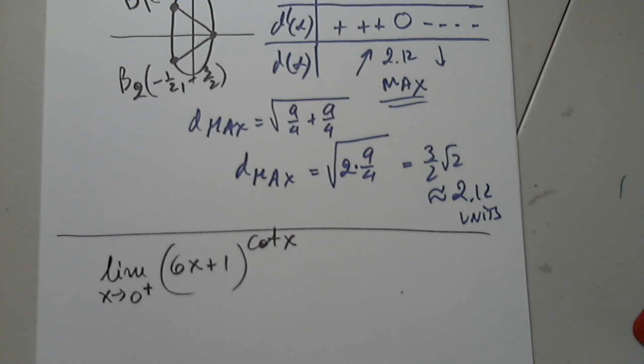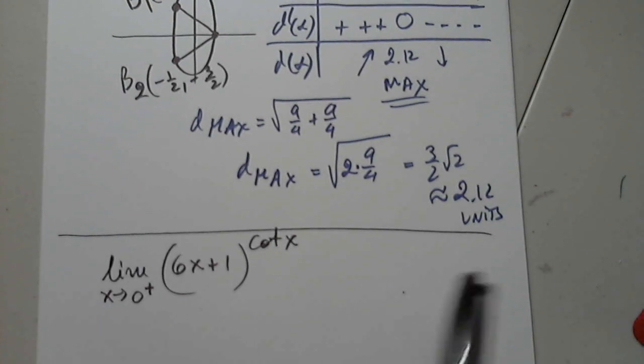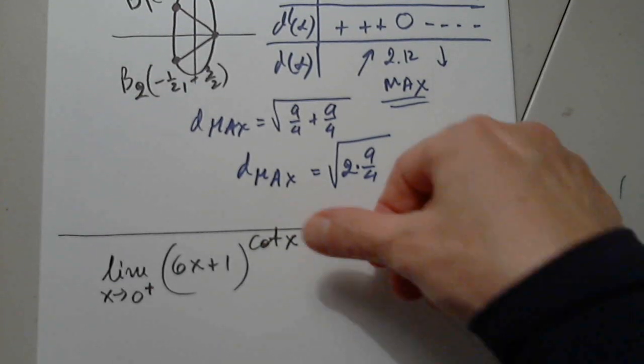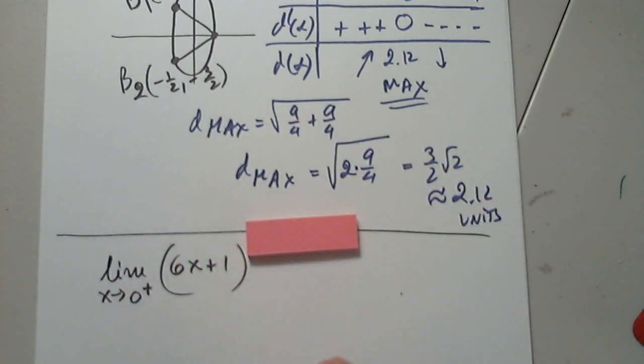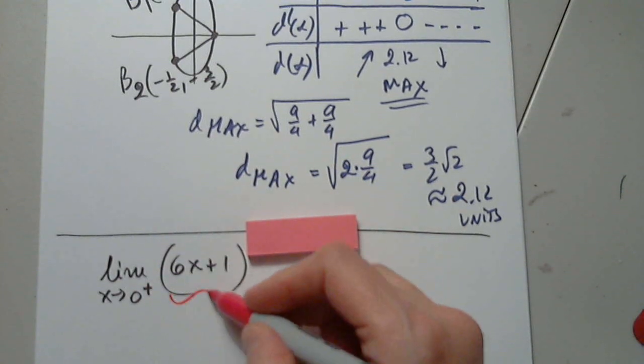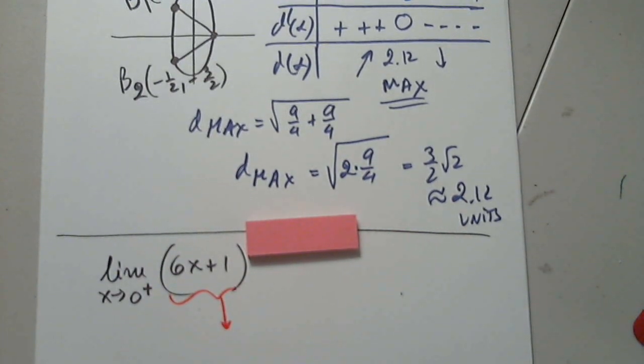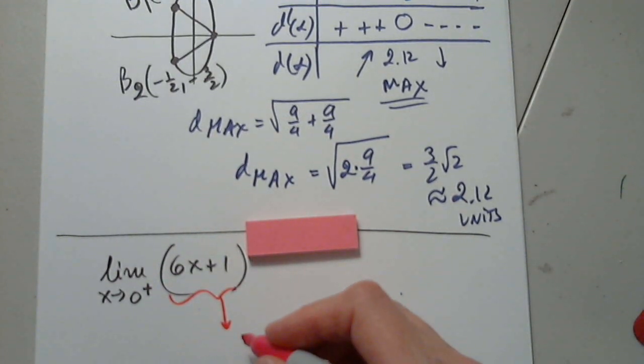Because we had situations in which we had to perform some algebra before doing that. So plug in. Yes. So 6x plus 1 when x approaches 0. Where is this going? One. Exactly.